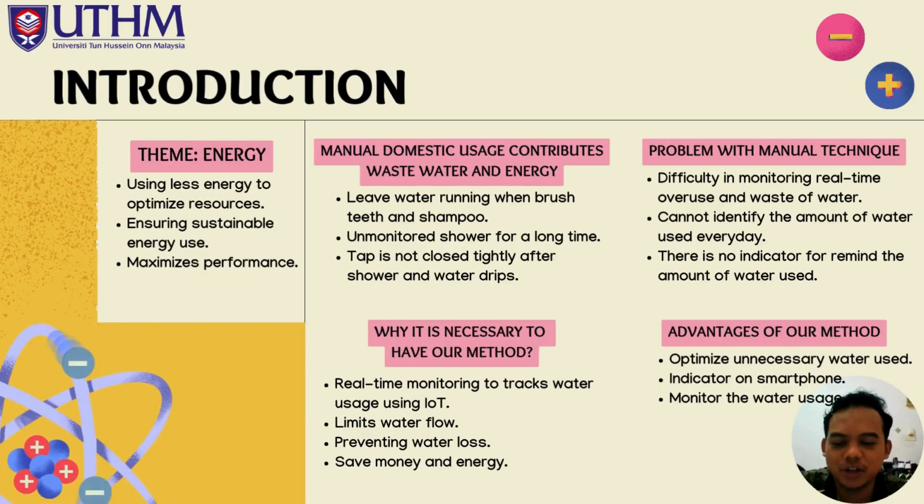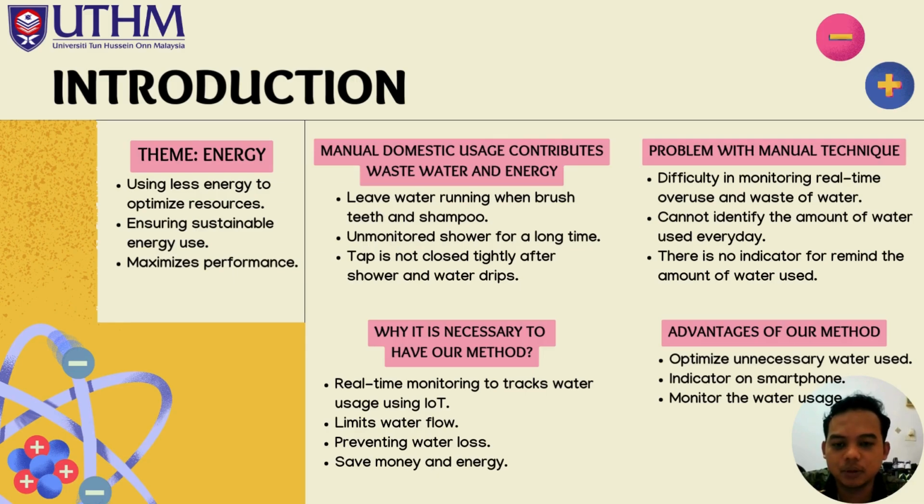So for the introduction, our group's theme is energy. So energy that we understand is using less energy to optimize resources, ensure sustainable energy use, and maximize the performance. Okay, so what is the example of manual domestic usage that contributes to waste of water and energy.